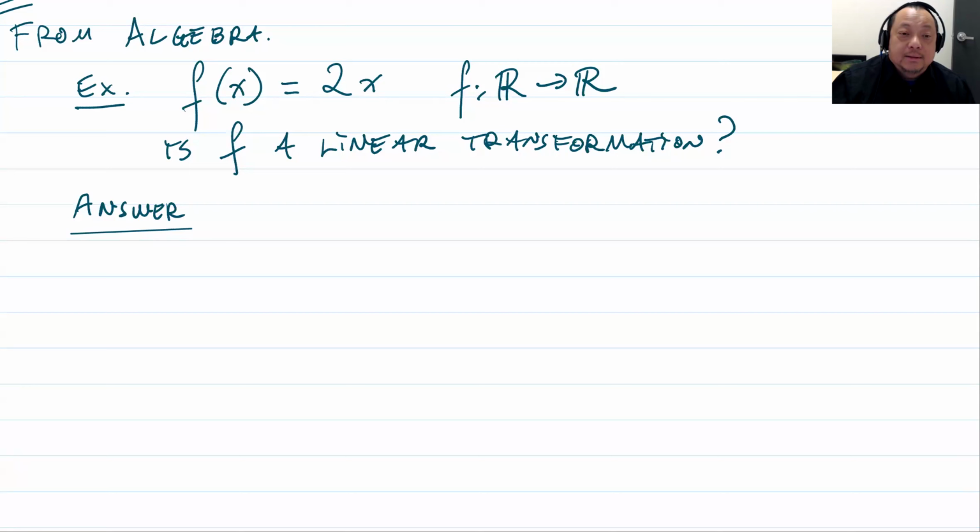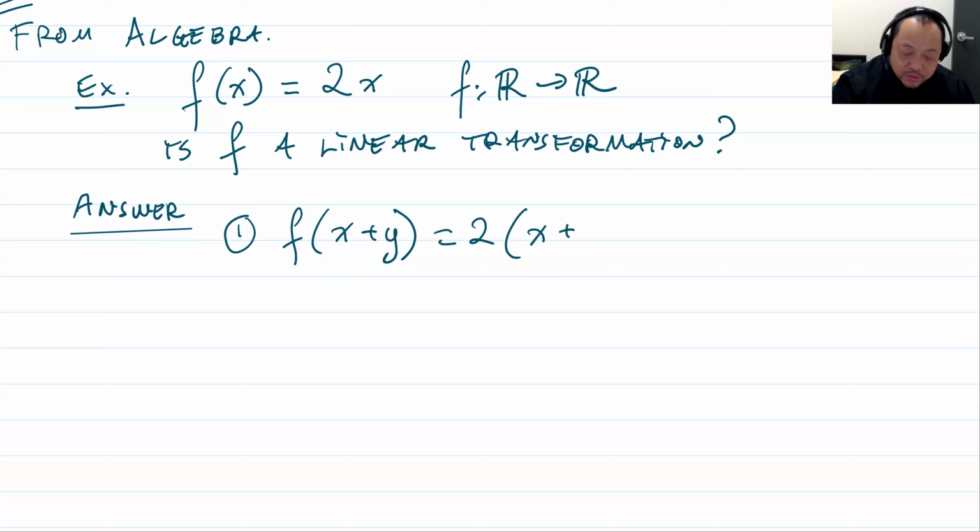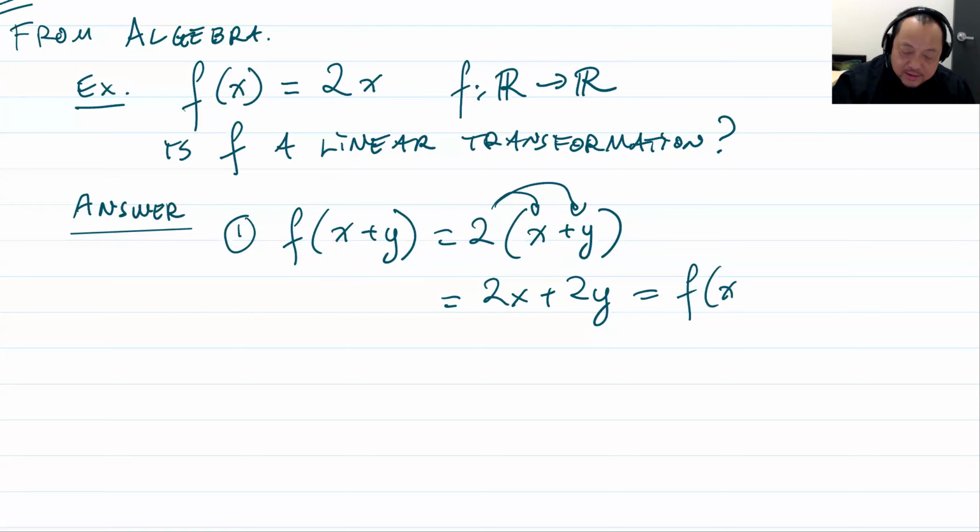All right, welcome back. Let's go ahead and check the two properties. Property 1 is that f of a sum, is it the same as the sum of the f's? Well, f of x plus y is equal to 2 times x plus y by definition. And oh, look, I can distribute this. So it is 2x plus 2y, and it is indeed the same as f(x) plus f(y). Yes, the first condition is met.